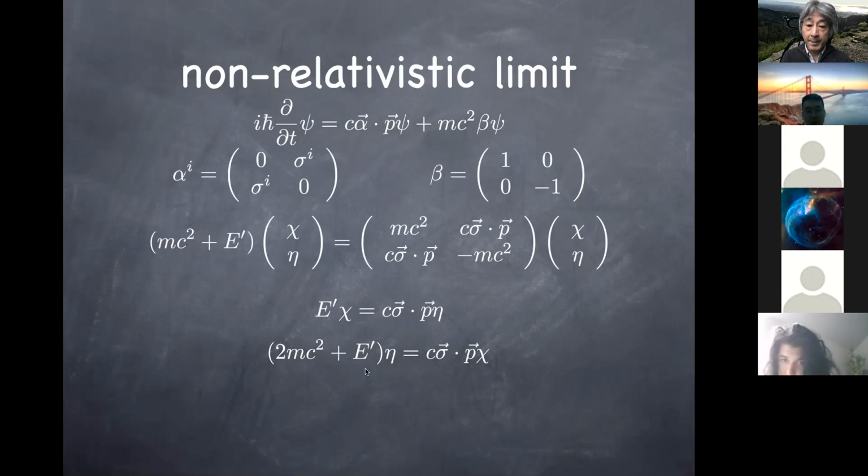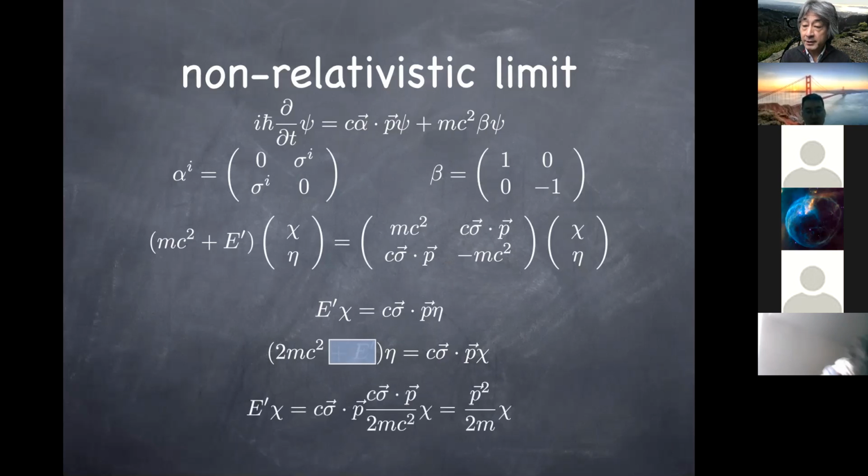And in the non-relativistic limit, this E prime is negligible compared to mc squared, so I can ignore it. And once I ignore it, I can solve for eta right away as c sigma dot p over 2mc squared times chi. And I plug that eta into the first equation. Then I find this result. So this c sigma dot p over 2mc squared times chi is a solution for eta coming from the bottom two equations. I plug the solution back into the first equation, and hence I get this equation now for chi alone. So I eliminated eta.